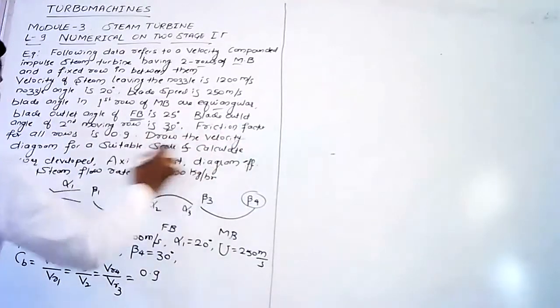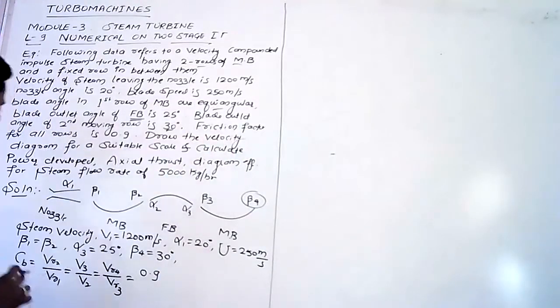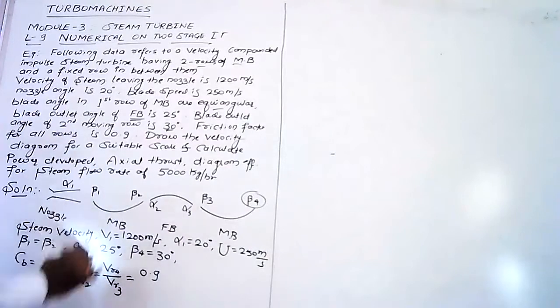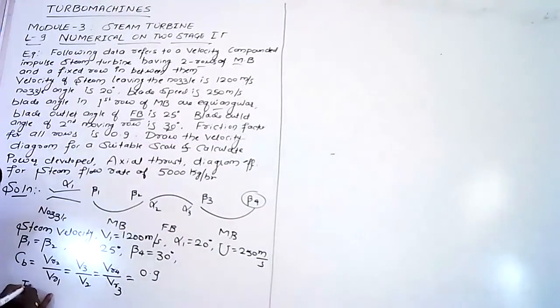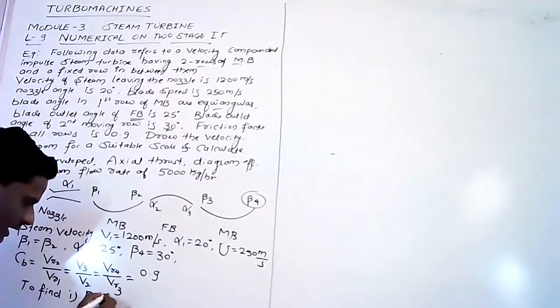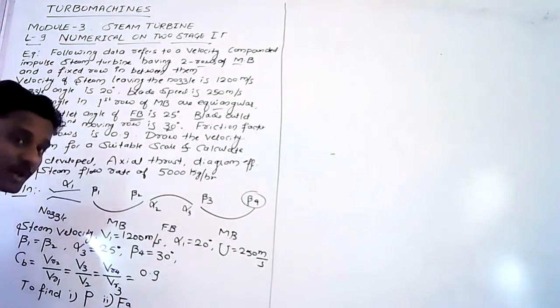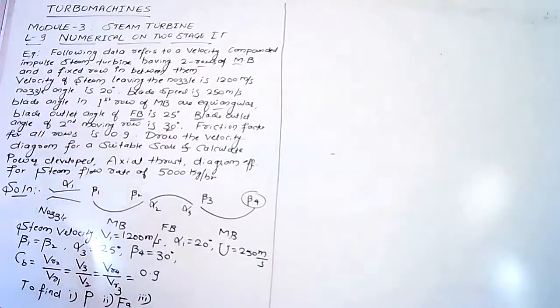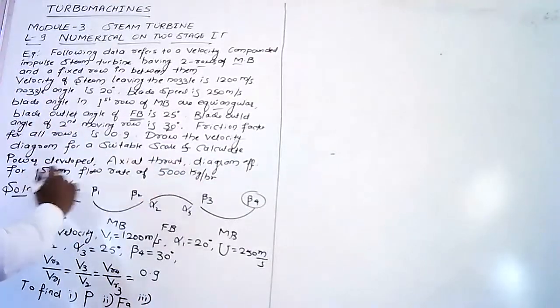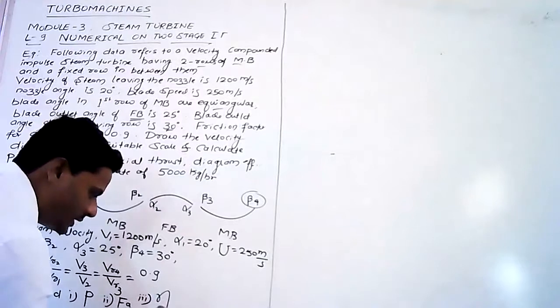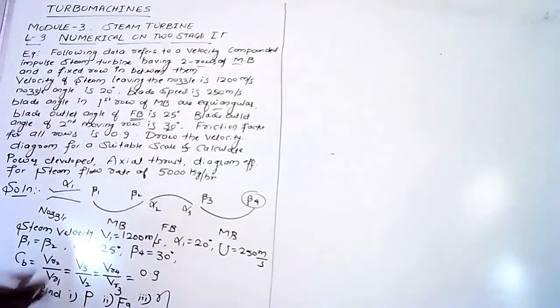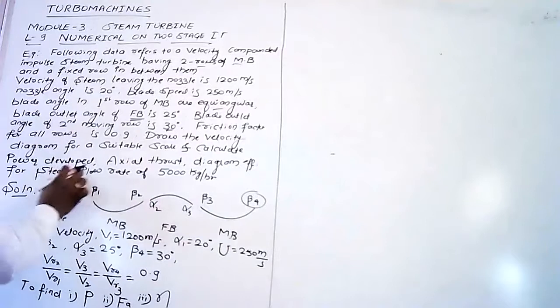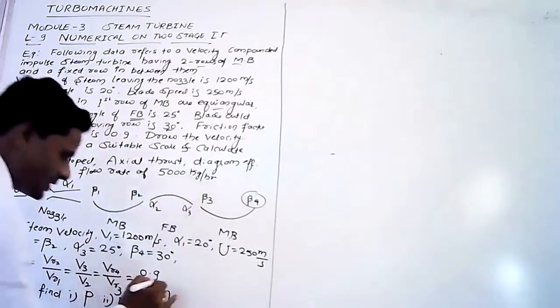Okay, draw the velocity diagram for the suitable speed and calculate the power developed. What is to be calculated here? First, the power developed P; second, the axial thrust Fa; and third, the diagram efficiency, I can say the blade efficiency, for the steam flow rate of 5000 kg per hour.